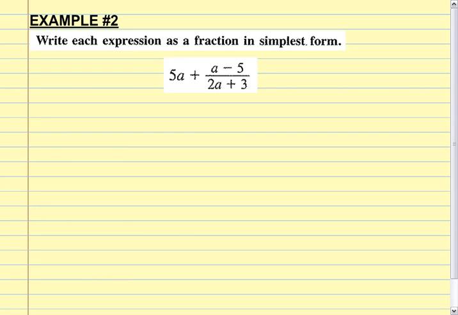Okay, folks, example number 2. It says write each expression as a fraction in simplest form. It's basically just saying put these two things together. Mixed expressions are super easy. This thing has a denominator of 1. These are so much easier because I don't have to factor the whole number. I just multiply the top by the denominator of the other one.